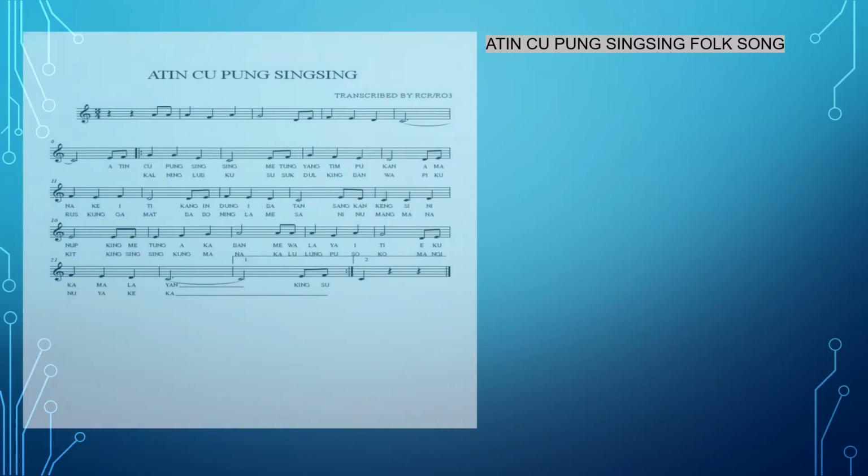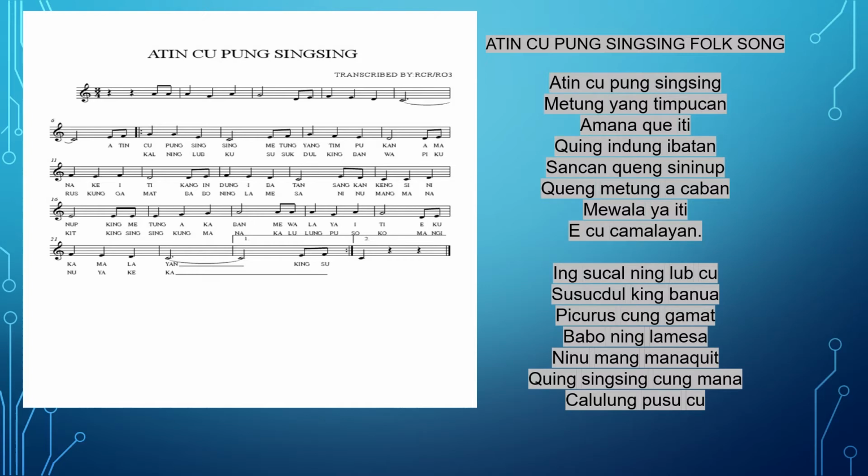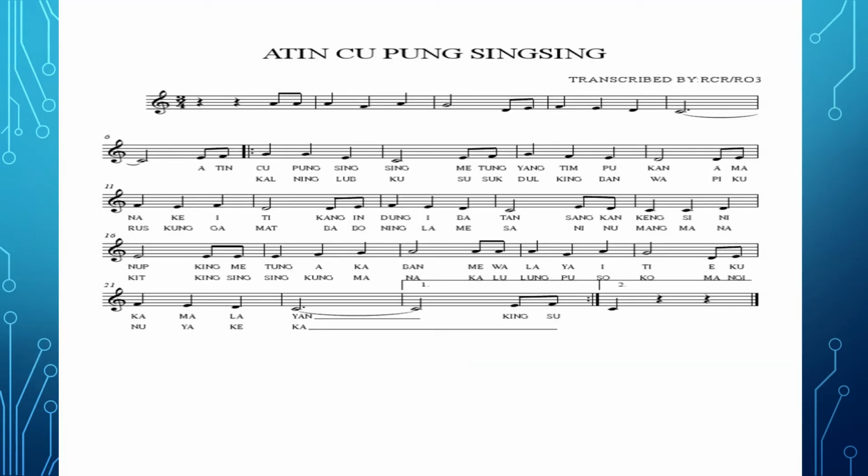Here is the music score of the song Atin Ko Pong Sing-Sing, the one we watched and listened to before. What do you see on the lyrics? How many verses does this song have? Correct, 2 verses. As you can see on the music score, the notation of pitches, or the notation of tune, is shorter compared to the verses of the song. Why is the tune short and it has 2 verses only? This means that you will sing every verse with the same tune.